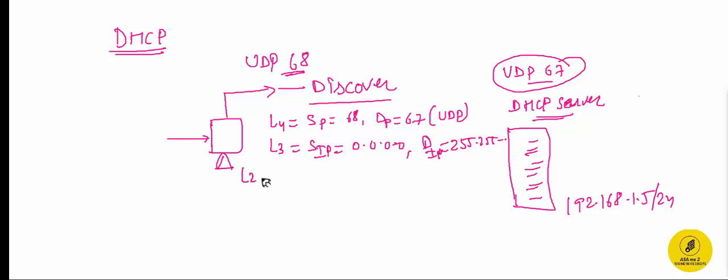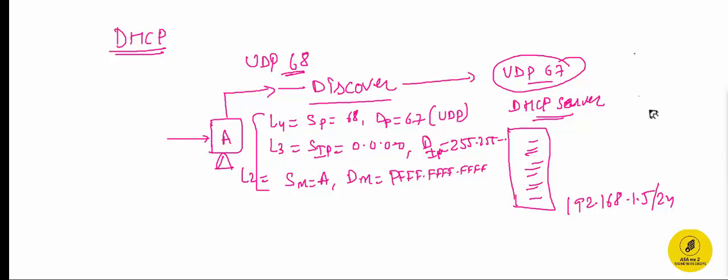Then it moves to layer 2. On layer 2, we add the source MAC address, which is the MAC address of this machine, which the machine is aware of, and then the destination MAC address. Again, we don't know the destination MAC address of the DHCP server, so the destination MAC address will also be a layer 2 broadcast. So it adds a broadcast MAC address, FFFF.FFFF.FFFF. Now we have all the information required to send this message. So this is how your discover packet goes out.